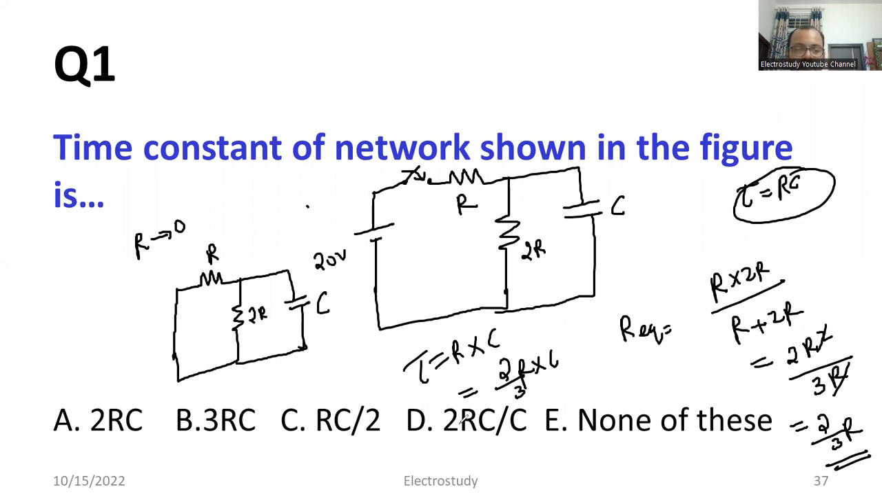So the right answer is, check the answer. 2RC is not the one. 3RC, no. RC by 2, so this is also not correct. C, go for none of this. The right answer is 2 by 3 RC. I think you got the point.